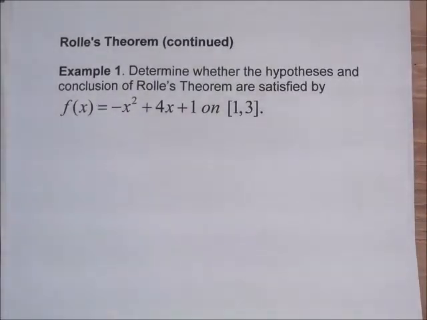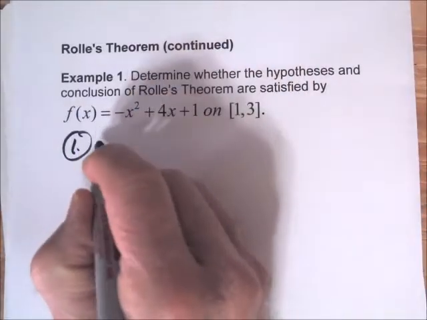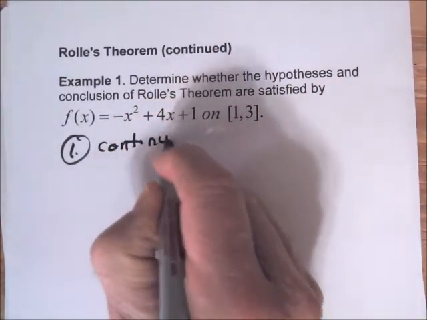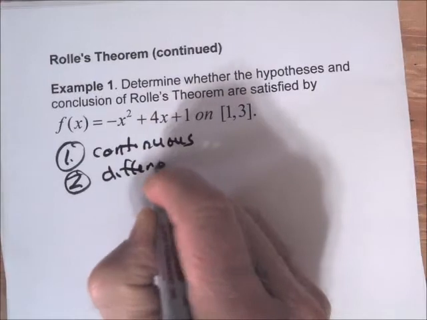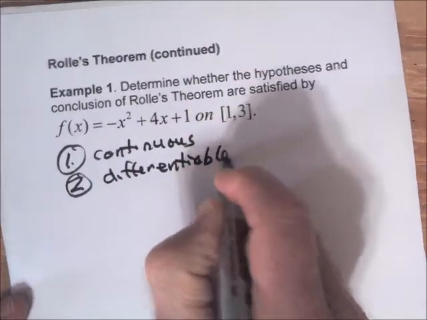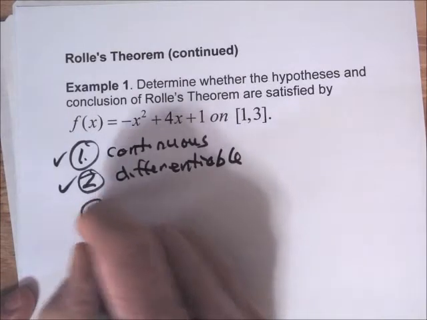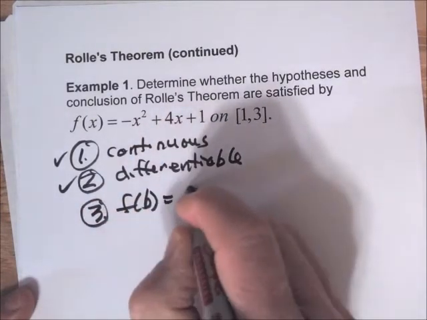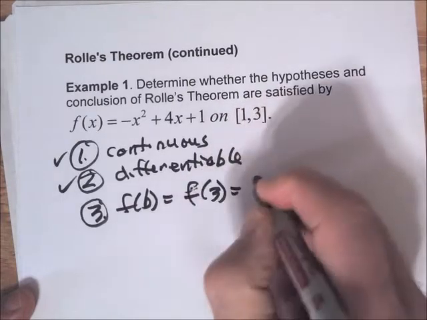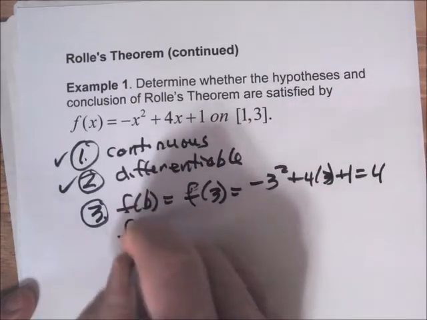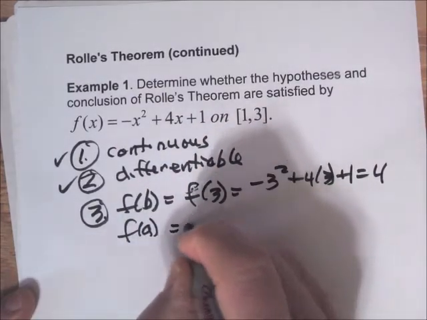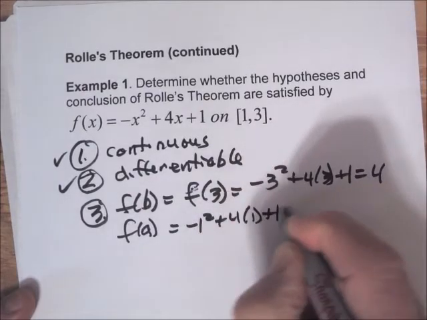Okay, so the first example, f of x equals minus x squared plus 4x plus 1 on the closed interval 1 to 3. So this is a polynomial. It's continuous and differentiable everywhere. Polynomials are continuous and differentiable on minus infinity to infinity. So those are both checked off. f of b is f of 3, minus 3 squared plus 4 times 3 plus 1, that's equal to 4. f of a is equal to minus 1 squared plus 4 times 1 plus 1, that's equal to 4.